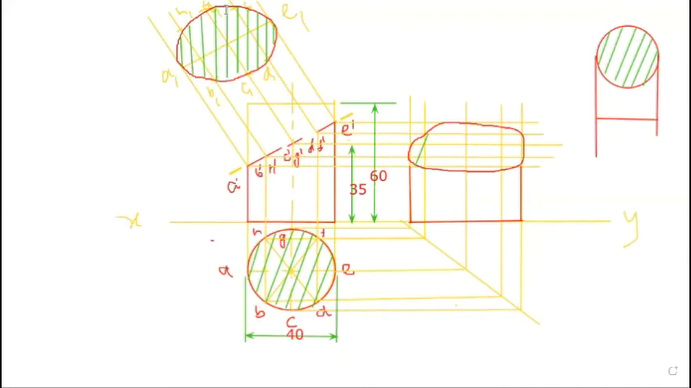So this is the true sectional view. This is the top sectional view, red part, and this is the top sectional view. This is the front sectional view. This is the top sectional, the side view.